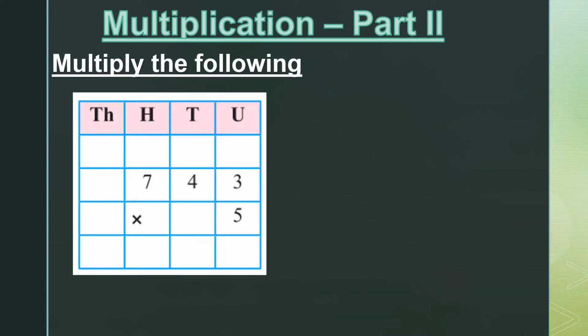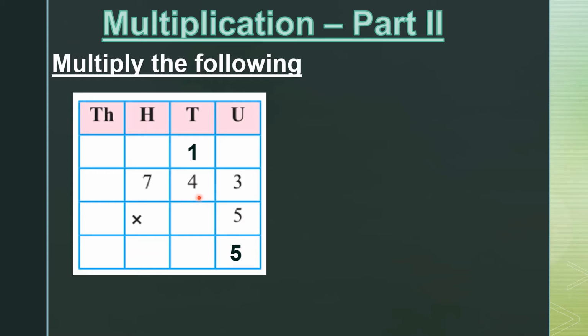Now let us solve the exercise. Multiply the following. 743 multiplied by 5. Here the columns are already drawn. So let us start multiplying from the units place. 5 3s are 15. So we write 5 in units place. 1 is carried to tens place.